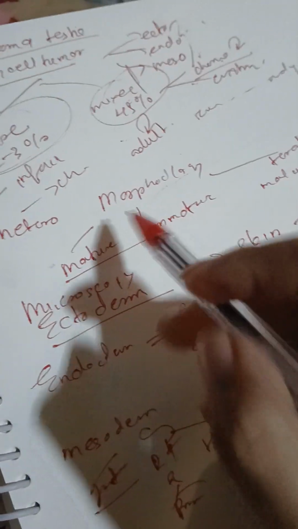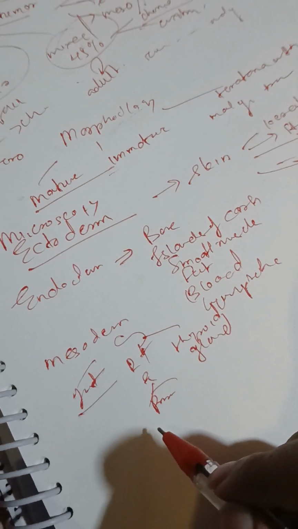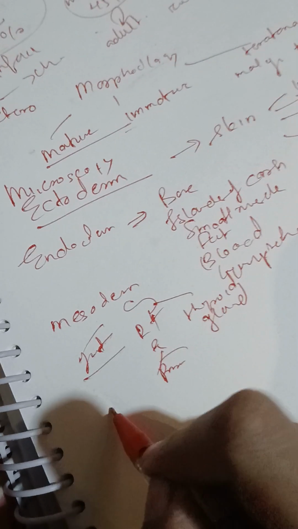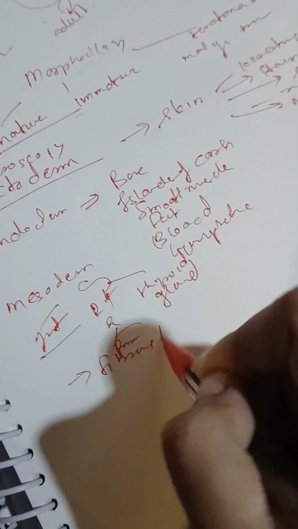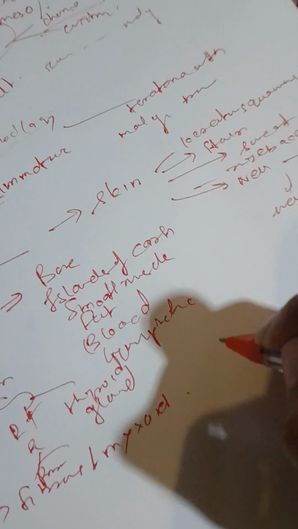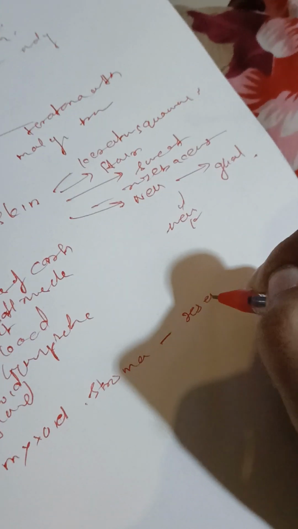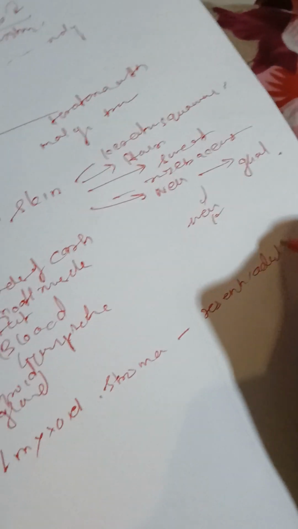After completing the mature elements, another important thing is that mature elements are all embedded in a fibrous or myxoid stroma. And also all elements resemble the adult tissue. So, fibrous and myxoid stroma, and resemblance to adult tissue. Now we will see it.